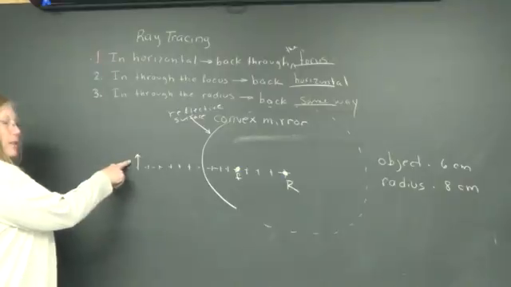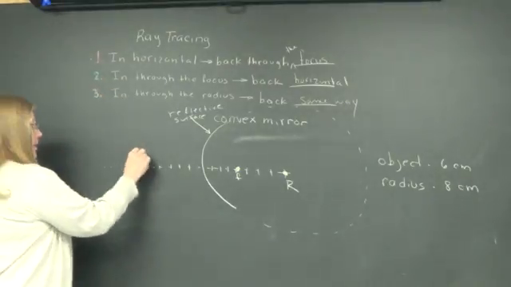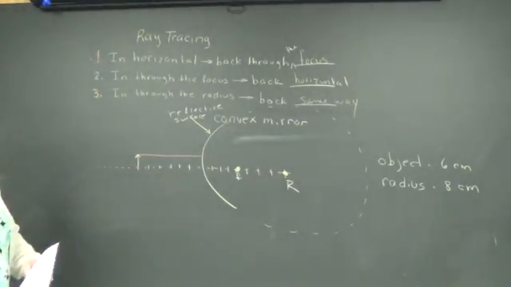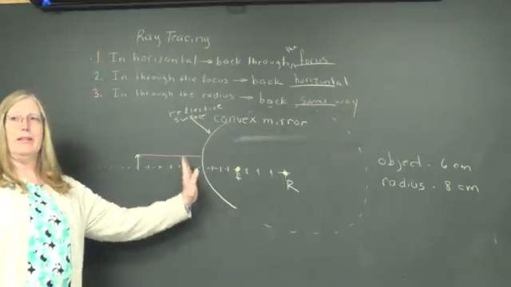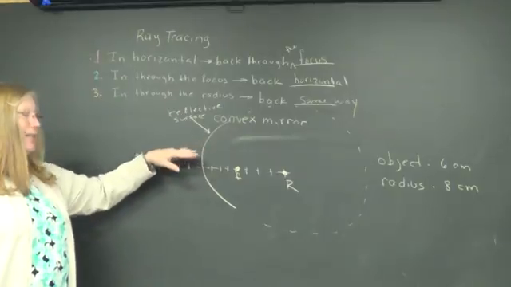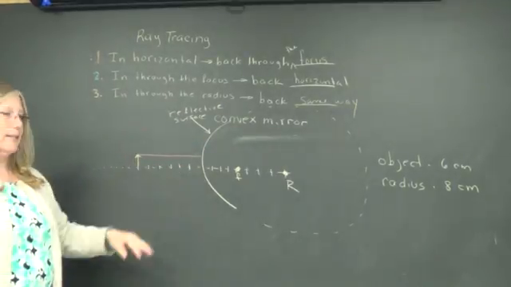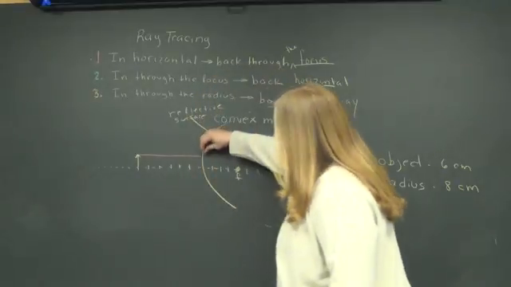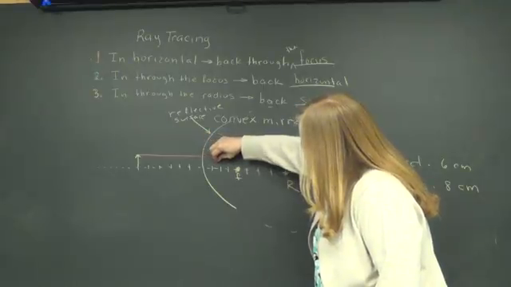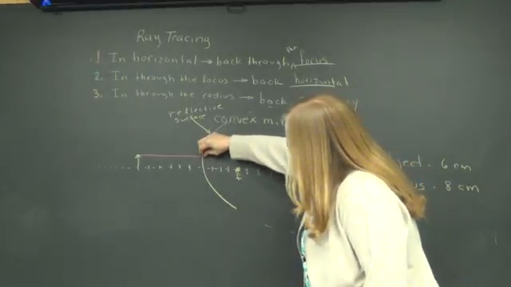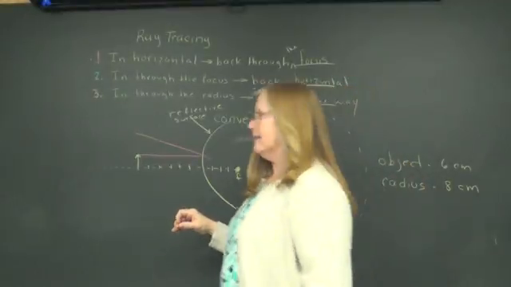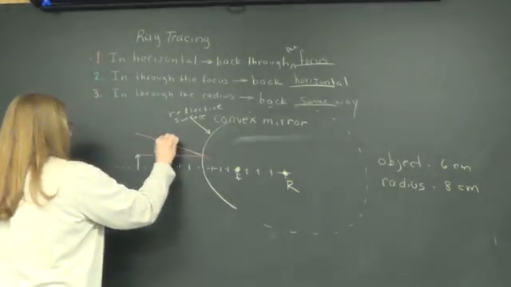Alright, so from your object out in front, we're going to do rule number 1. In horizontally, it's going to hit the mirror, and it's going to reflect back through the focus. But remember, it can't go through this material. A mirror is painted or solid on the back, so it's as if it's going to go through the focus. So the reflection will be as if it's going to go along this line. So I'm going to line up where it hits the mirror with the focus, and the reflection is going to be as if it is from there. Because this is a mirror, it's got to reflect the light beam.